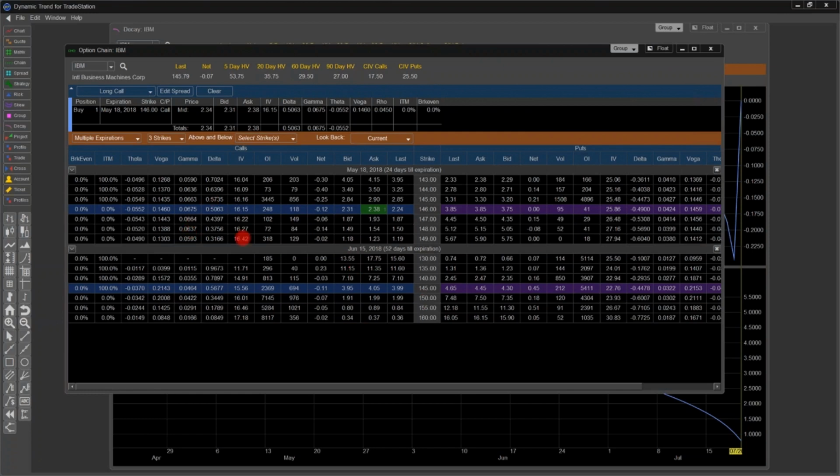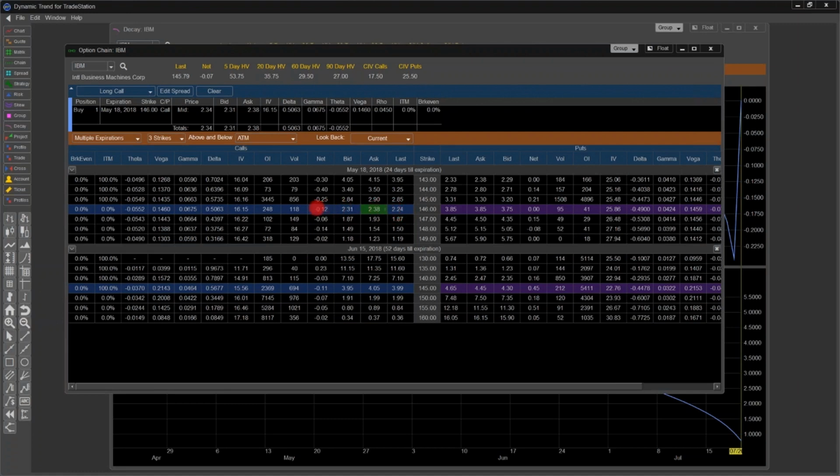Okay. All right. So when you see an option chain, in the middle is the strikes. The strike that's highlighted on both sides simply means it's at the money. Up here, this is the current price of IBM, which is 145.79. The strike that's closest to the current price, which is 146, is the at the money strike. So you have the bid and ask and so forth.